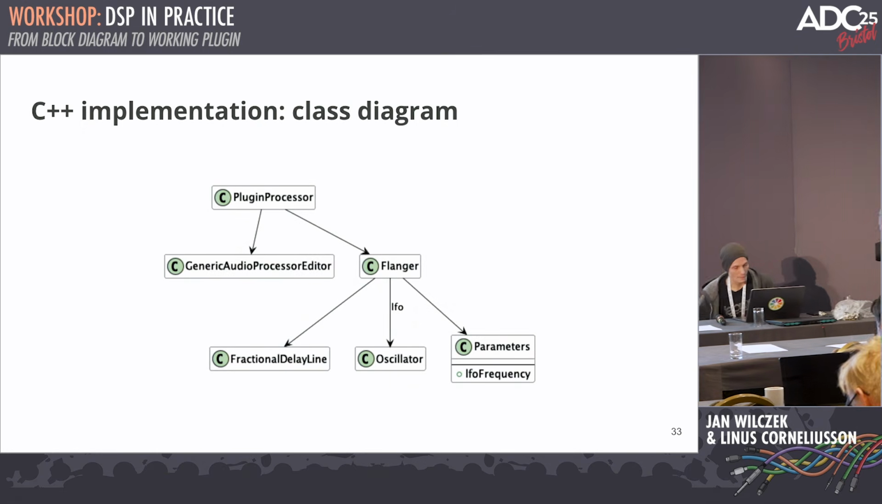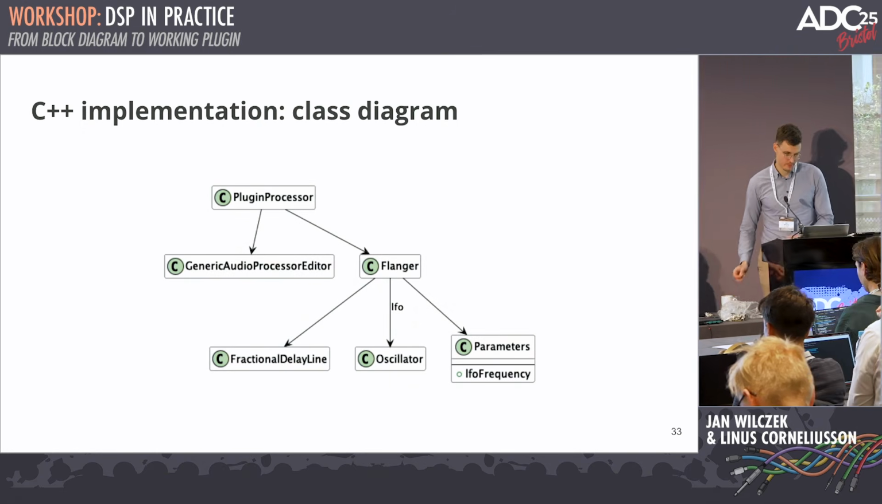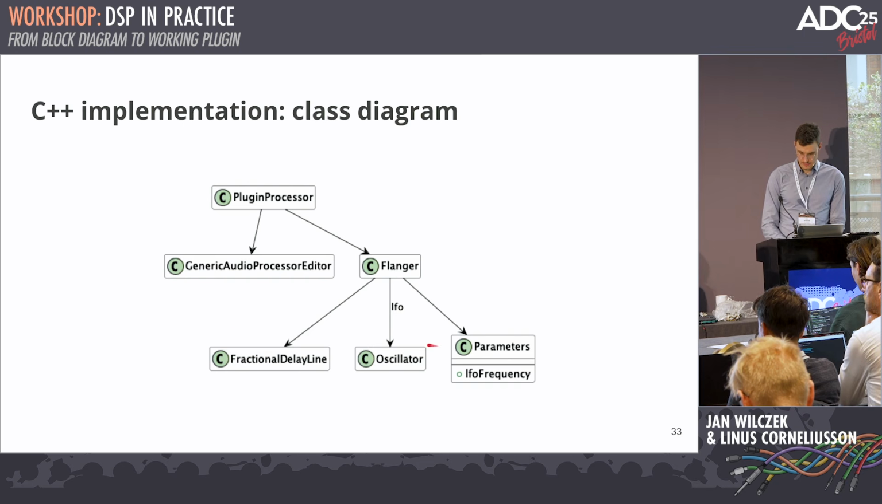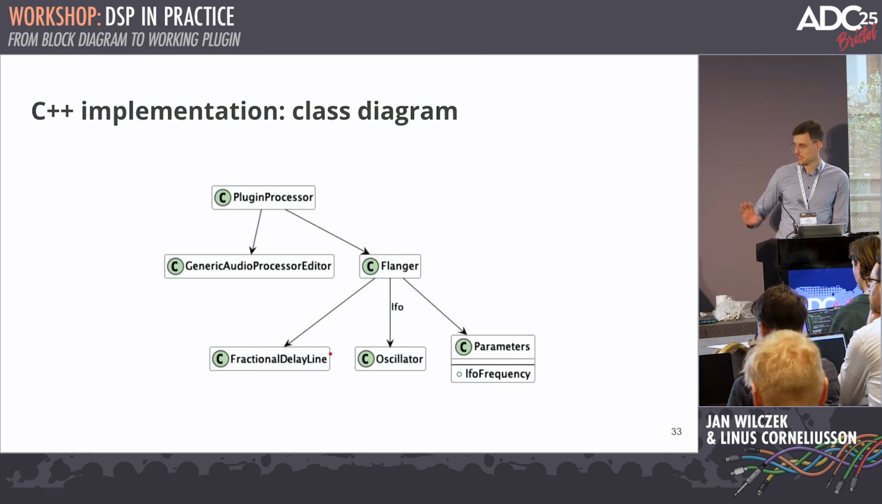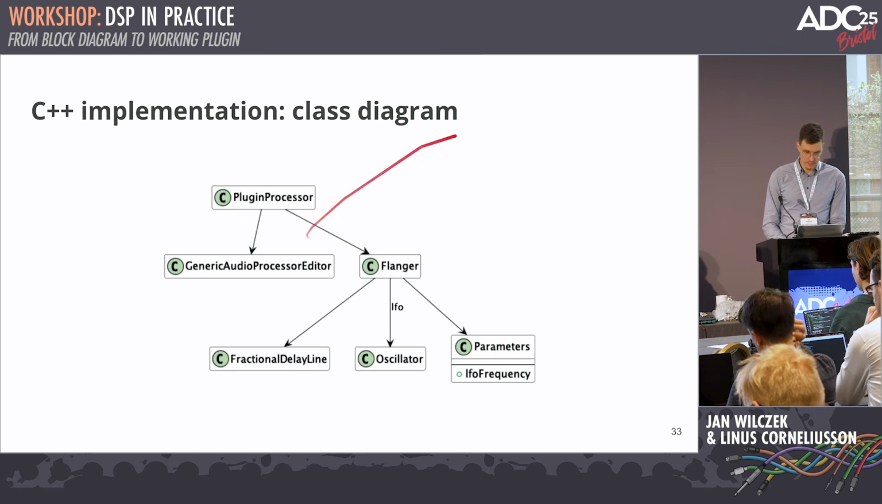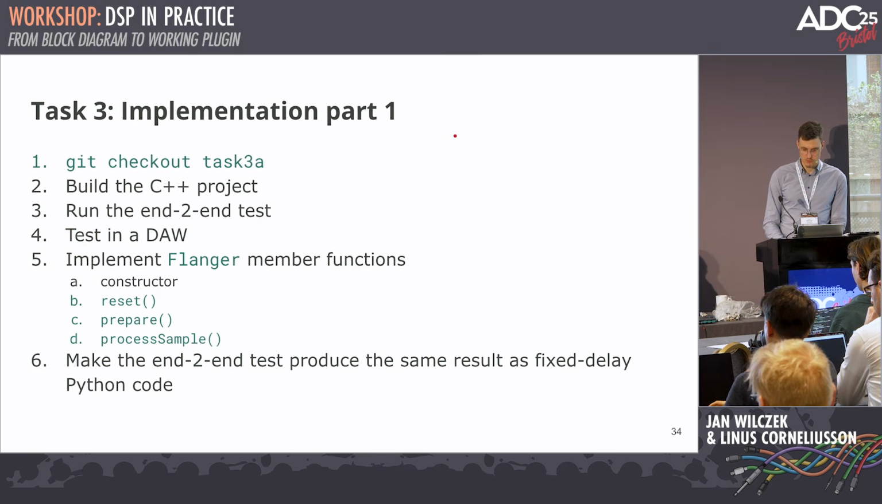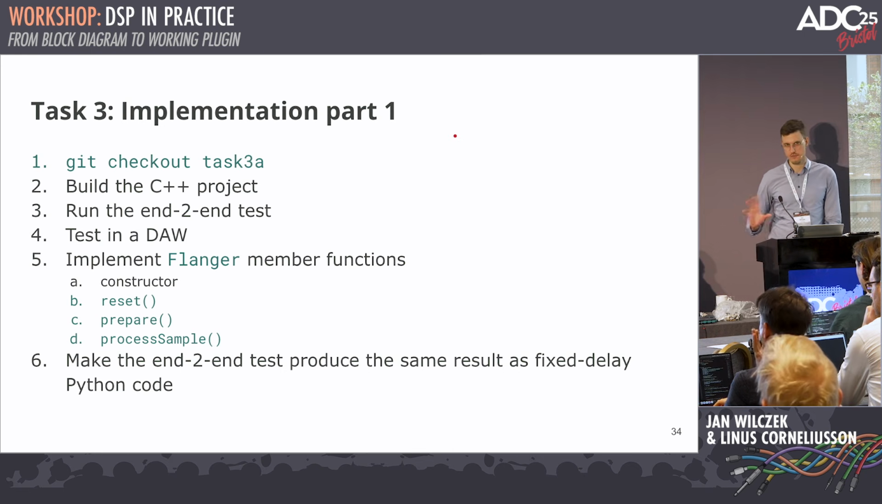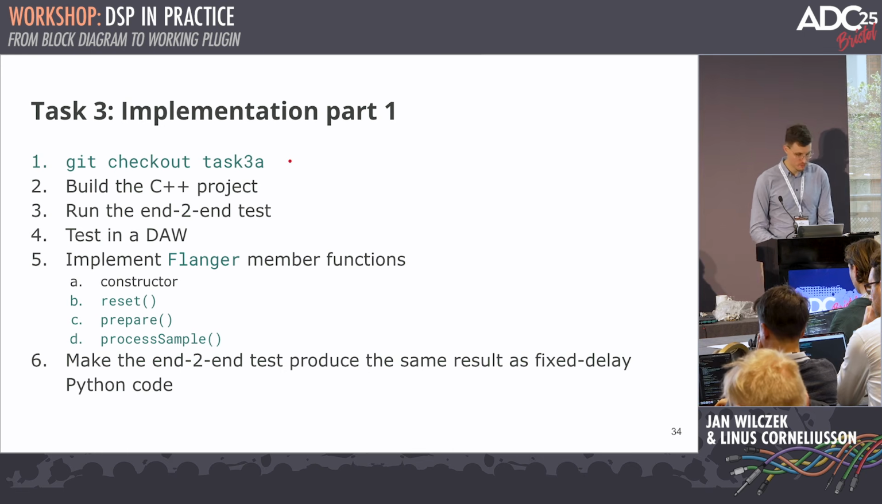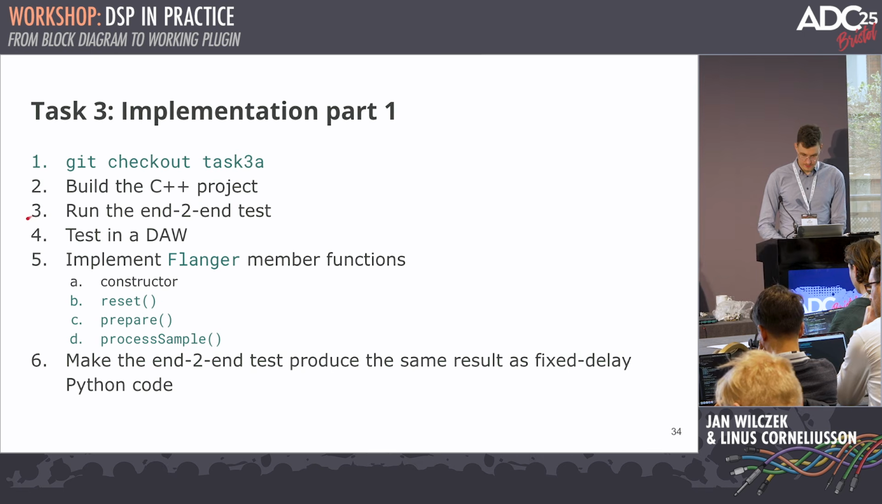So that's how our C++ looks, or should look. Again, we have a flanger class, just as we did in Python. We have a fractional delay line class that you don't have to write, just as we had in Python. And then in the end, we'll have parameters as members of flanger and oscillator. But for now, in task 3, we'll focus just on getting the flanger equation out. We don't want to focus on the LFO. So this is your task.